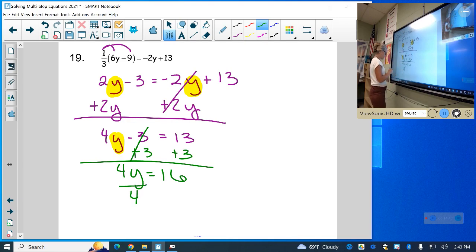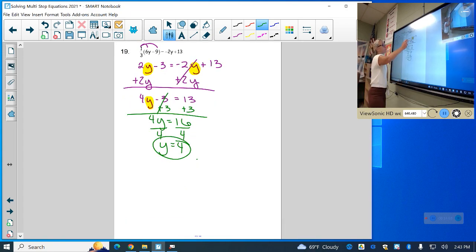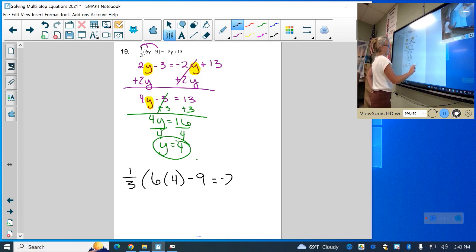Divide by 4. So I have y equals 4. Plug that back in to go ahead and check it. So I have 1/3, 6 times 4 minus 9 equals -2 times 4 plus 13. I'm not going to distribute it this time. I'm just going to simplify the inside.